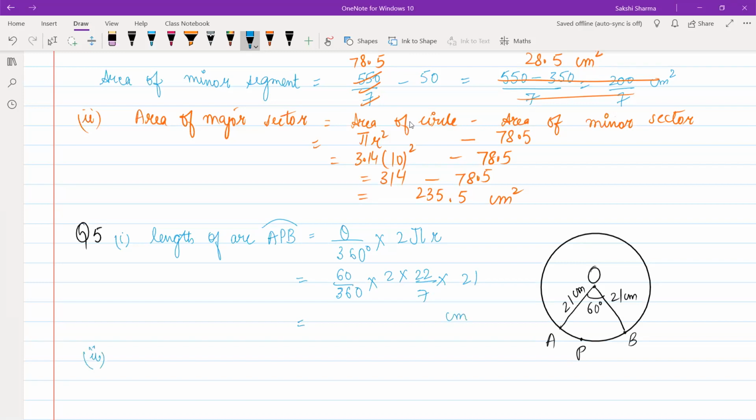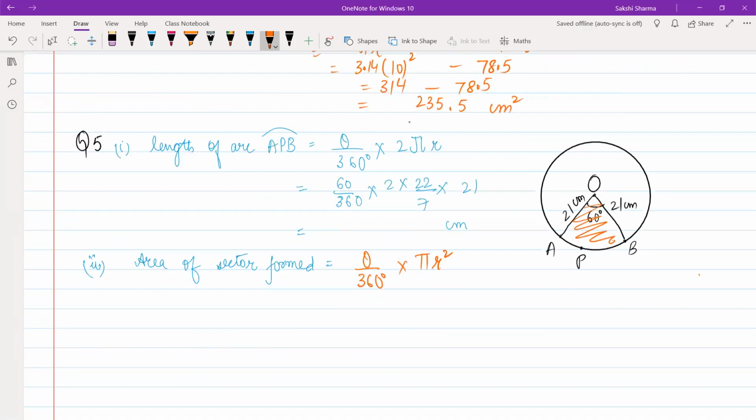And then the second part, you have to find out the area of the sector formed by the arc. So the area of the sector formed will be this area, the pizza slice you can see, OAPB. This will be given by theta over 360 degrees into pi r square.